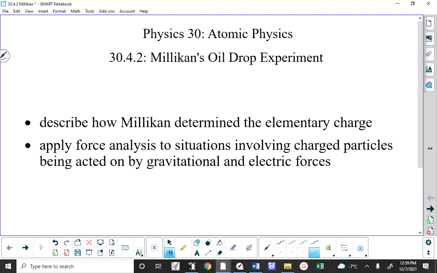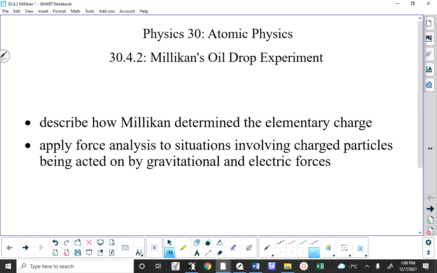So we are looking now at lesson 30.4.2, which is called Millikan's oil drop experiment. What I think is the nice thing about this lesson is the same as the thing that was nice about the last lesson. There's really no new physics. It's just an application of physics that you're already familiar with.